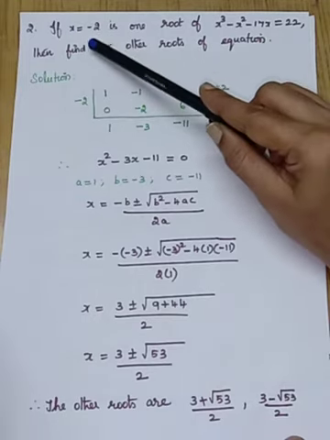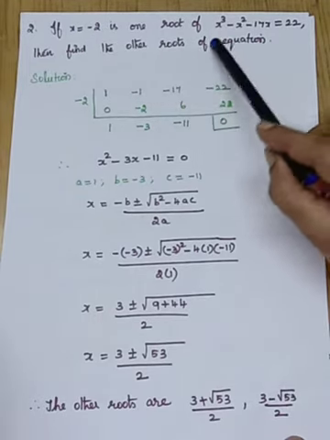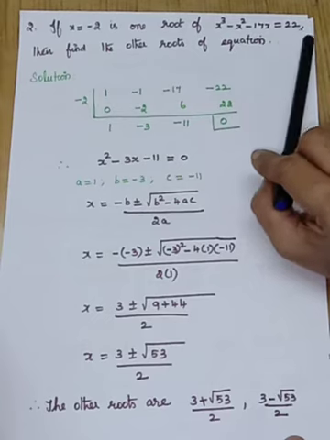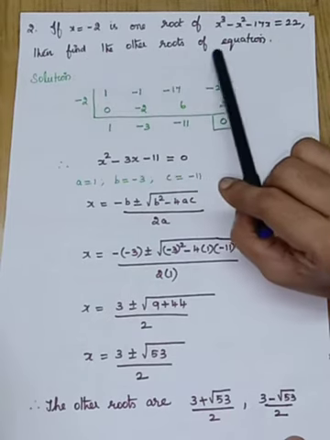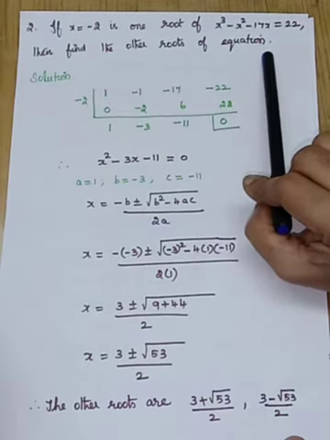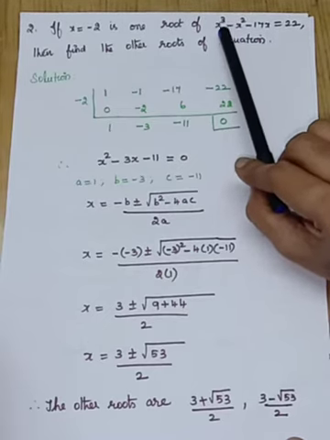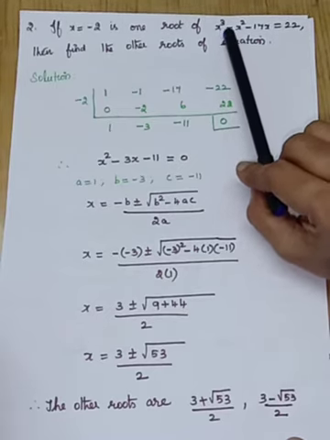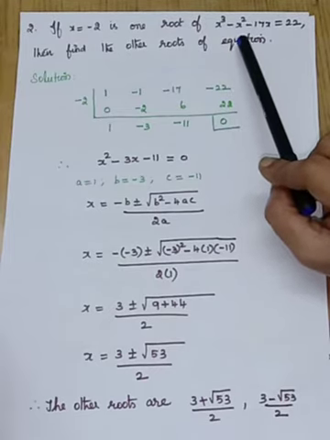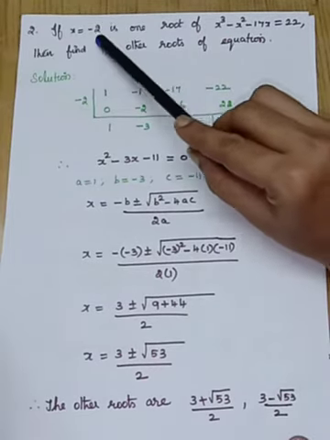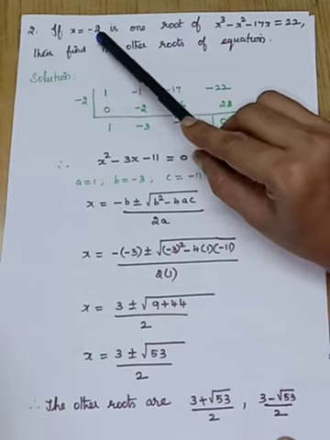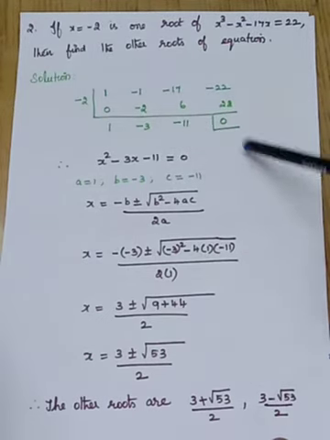If x is equal to minus 2 is one root of this equation, then find the other roots of the equation. So it is a cubic polynomial. You look at the power, it is 3. So how many roots does it have? 3 roots. Okay, one root is given. What is it? x is equal to minus 2. So we are going for synthetic division.